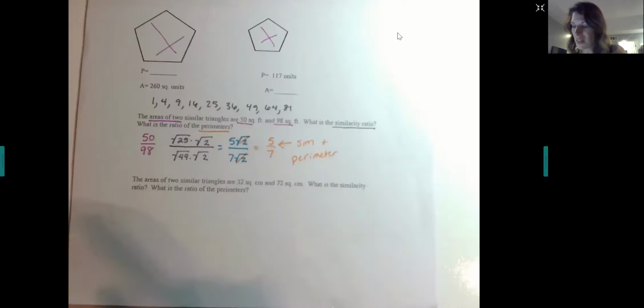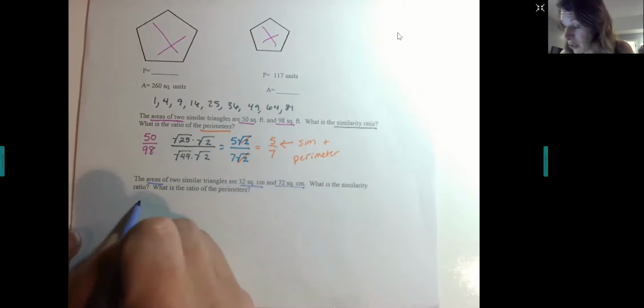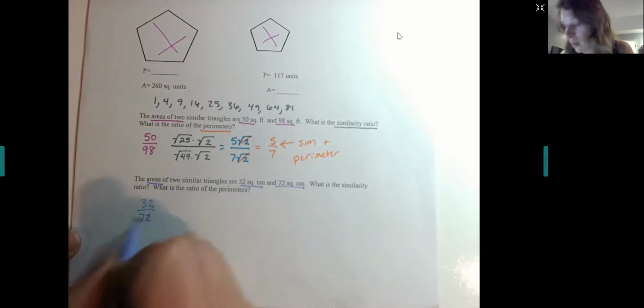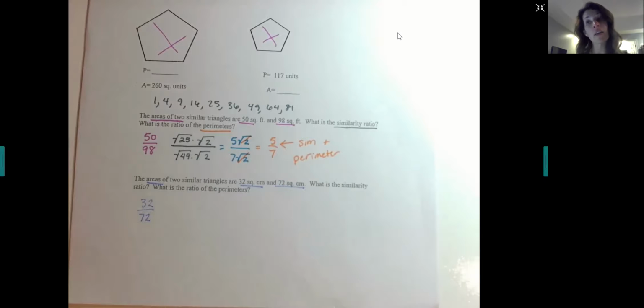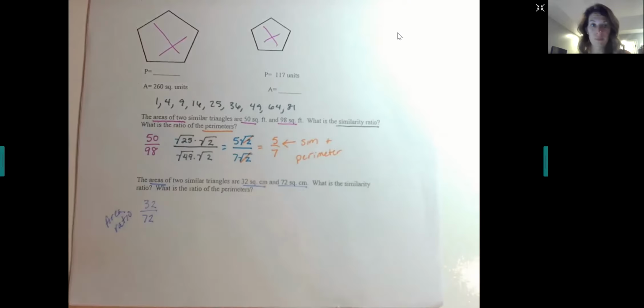Let's do the next one. The areas of two similar triangles are 32 square centimeters and 72 square centimeters. What is the similarity ratio and what is the perimeter ratio? So they are giving us area, which means that our area ratio is 32/72. That's my area ratio. Now I have to find the perimeter or similarity ratio. So in order to do that, I have to take the square root of 32 and 72. Neither one of them are perfect squares, so again, we're going to simplify.